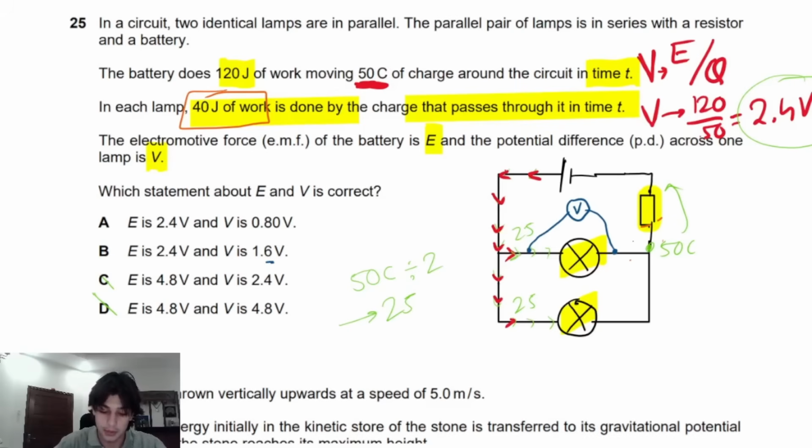Now, one other thing that you guys also should know is that in the question, it is mentioned that 40 joules of work is done by the charge that passes through the lamp. So V would be equal to E over Q, which is again 40 divided by Q, which is 25, and that amounts to 1.6. So our answer over here should be B.